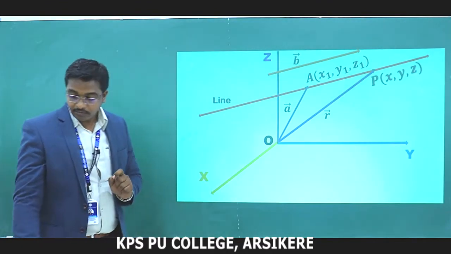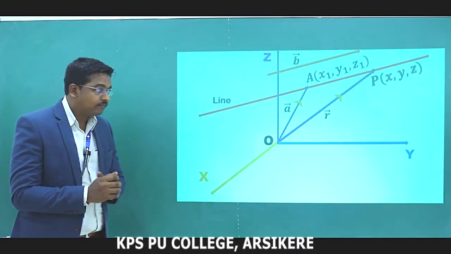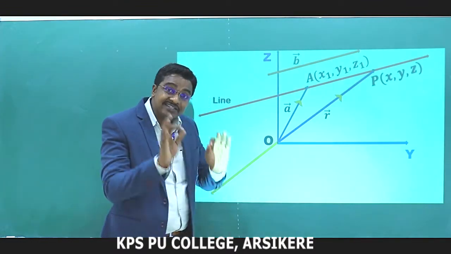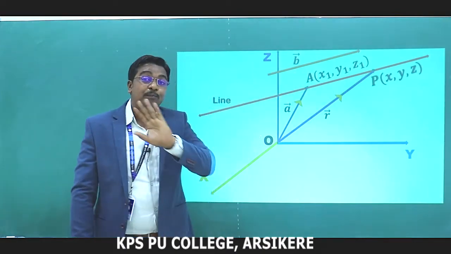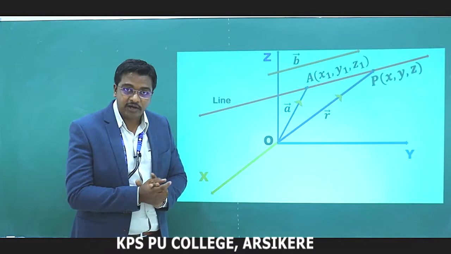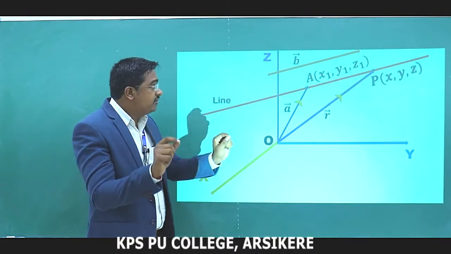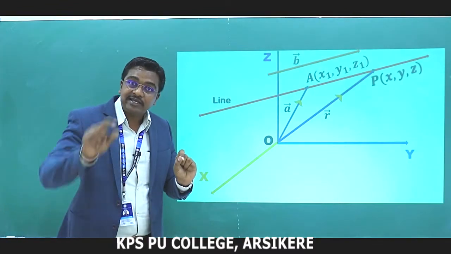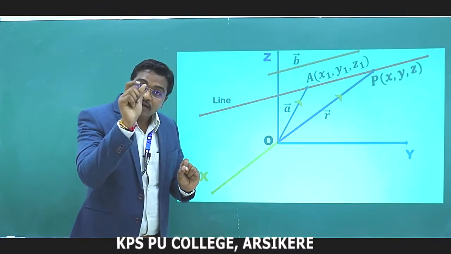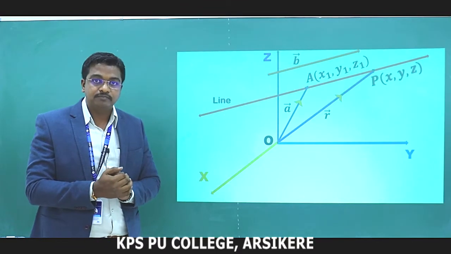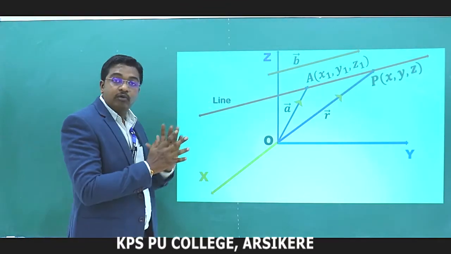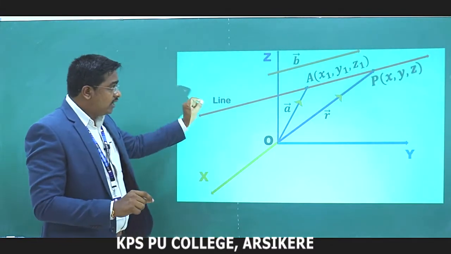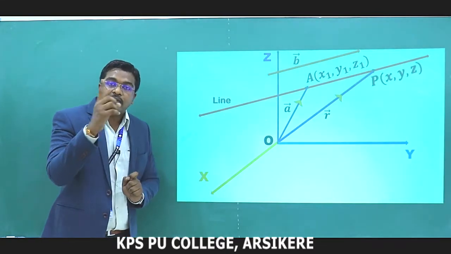So the derivation is very important. Vector B is parallel to the line, which means the vector AP lies on the line. At the same time, vector AP and vector B are parallel. This is the hidden agenda of this formula. Once they are parallel, we can express AP as a scalar multiple of vector B, or B can be expressed as a scalar multiple of vector AP. This is very important. Here AP is parallel to vector B. This is the important thing we should remember while deriving the equation of the line passing through the given point and parallel to the given vector.